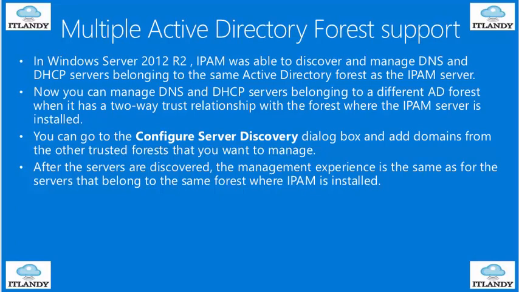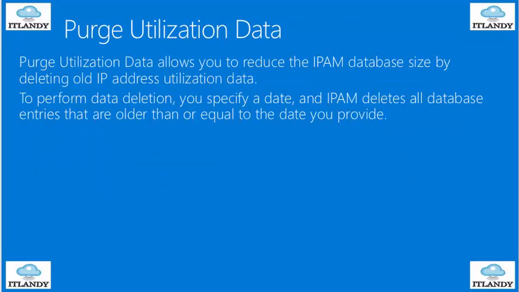Another benefit is around multiple AD support. In 2012 R2, IPAM was able to discover and manage DNS and DHCP servers which belong to the same AD forest as the IP address management tool. Now in 2016, you can manage DNS and DHCP servers belonging to a different AD forest when it has a two-way trust relationship. You can use the configure server discovery dialog box and add a domain from other trusted domains. After the servers are discovered, the management experience is the same as for the same IPAM domain.